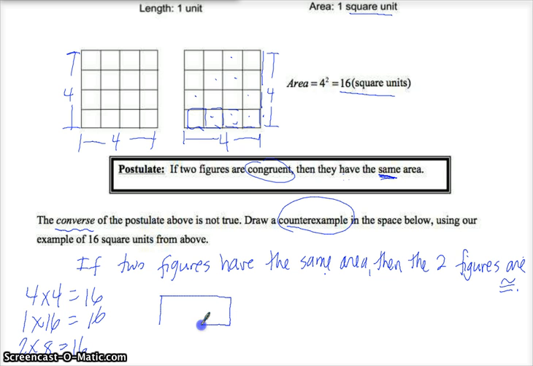So what is my counterexample? Maybe my counterexample is a 2 unit by 8 unit figure, right? So we cut that into 2, cut this into 8. We would see that that also adds up to 16 units. So if two figures have the same area, well, this is an area of 16 square units. Then the two figures must be the same, or congruent. Well, no, that's not true. These two figures here are not congruent, but they do have the same area. Okay, moving on.